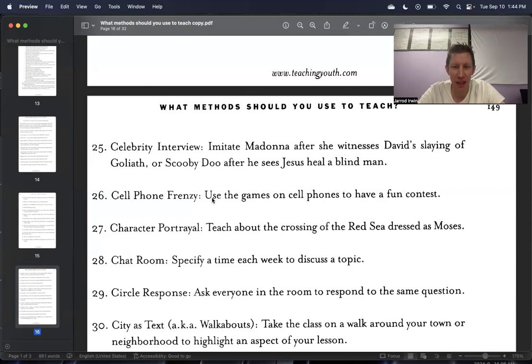Are you going to do an impression of Madonna after she sees David slaying Goliath? Okay, well, my brother-in-law actually does a pretty decent impression of Trump, which is kind of funny.